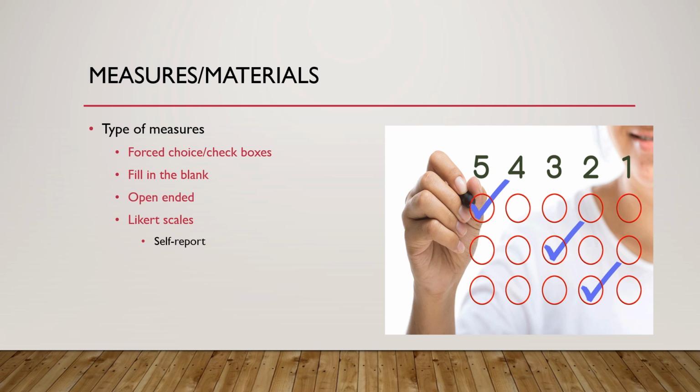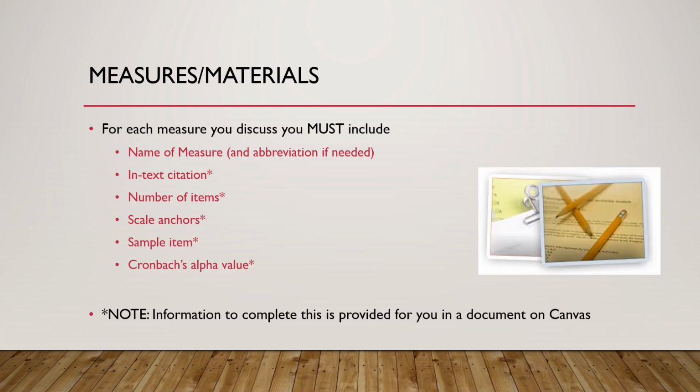Now, I want to be clear here that you are not writing the measures for every scale that was in the survey, just the ones related to the variables that you are talking about in your paper. So you don't have to be comprehensive across all scales, but you want to be comprehensive within the scales that you are using. For each measure that you describe, so each variable that you used, each measure assessing that variable, you need to name the measure.